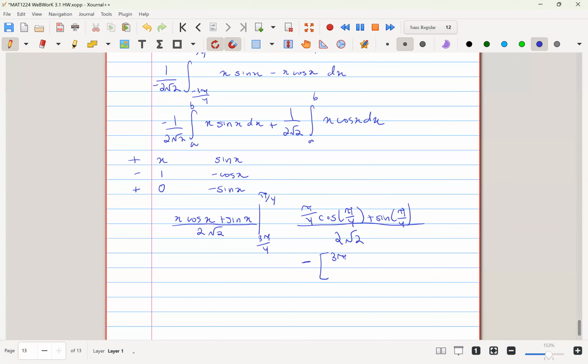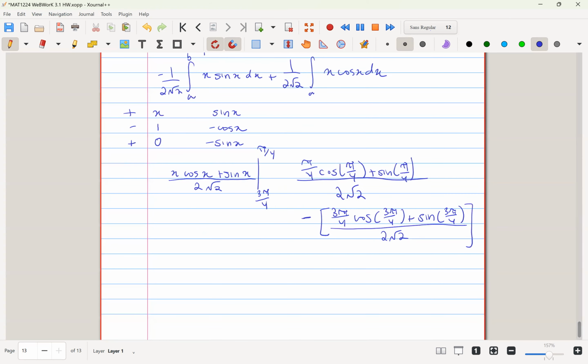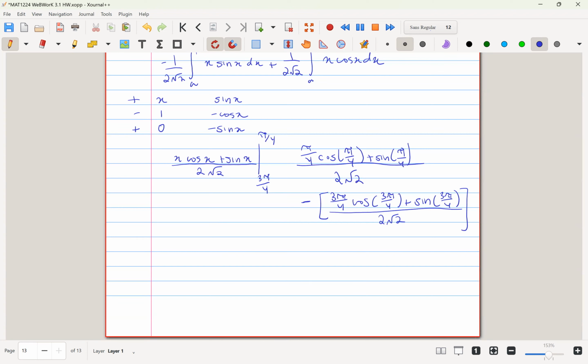So we have 3 pi over 4 cosine of 3 pi over 4, over 2 square root of 2. And with this all simplifying, this part is just going to be, even with the 2 square root of 2, negative 1/2 minus pi over 8. But we have still our plus 1 over 2 square root of 2 integral from a to b of x cosine of x dx. This is where we get a new page.